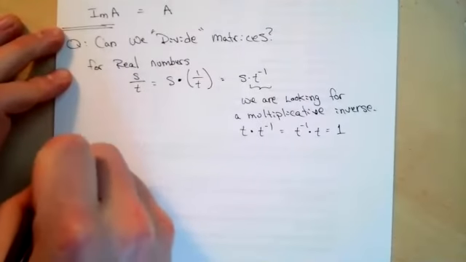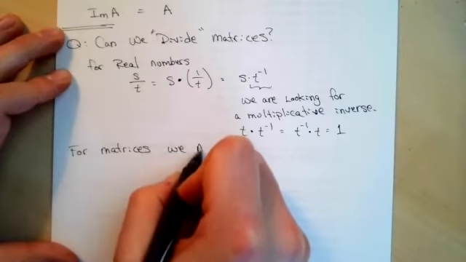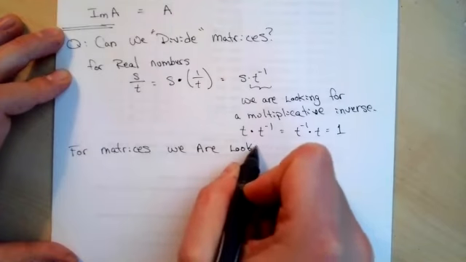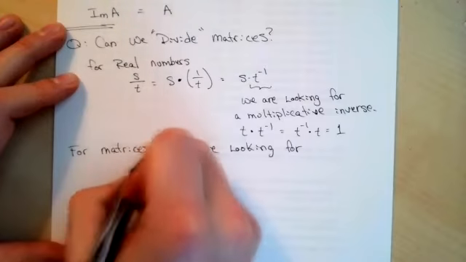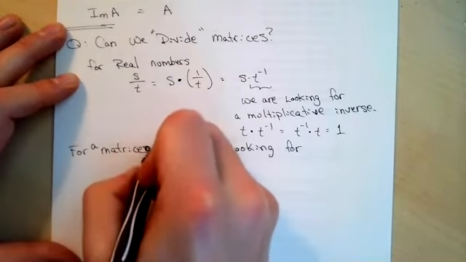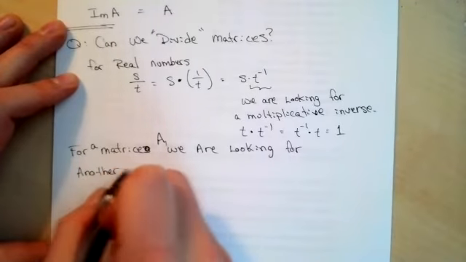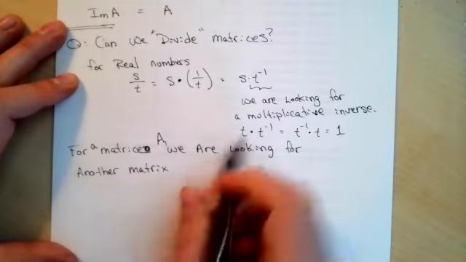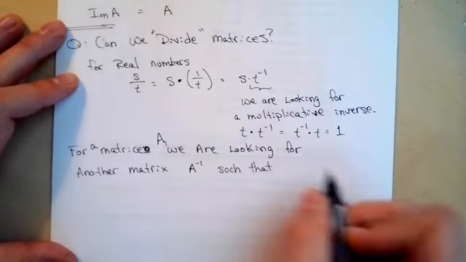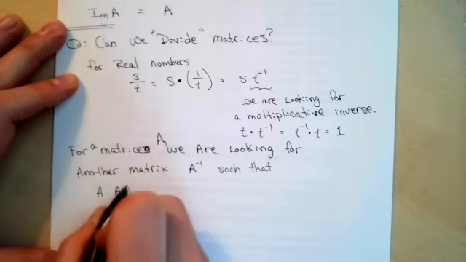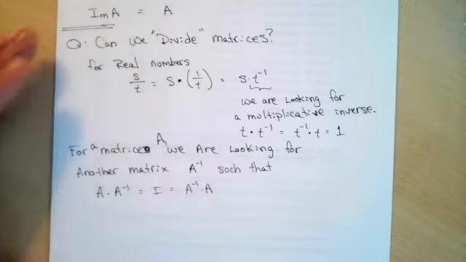So for matrices, let's say for a matrix capital A, we are looking for another matrix that we will call A inverse, such that A times A inverse is the identity, and A inverse times A is also the identity.